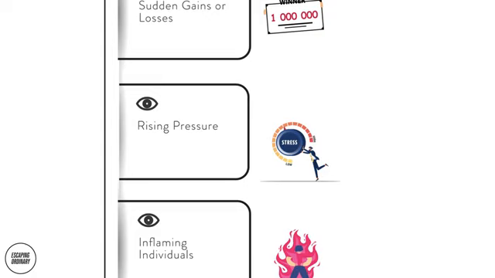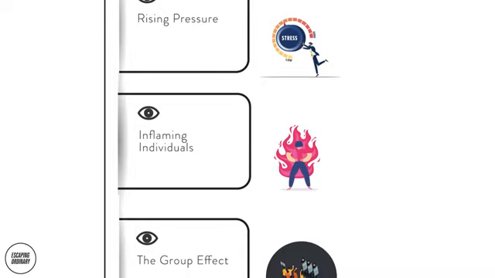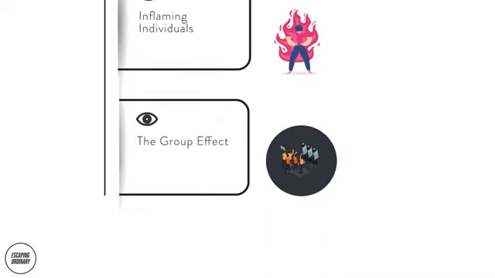Rising pressure. Under stress, the primitive parts of our brains kick into action. This is why you see soldiers and people trying to get into the special forces put under such high stress situations. This is because it brings out their true character. Inflaming individuals. Certain individuals in your life can trigger your irrational thinking in positive and negative ways. The group effect. You can get caught up in the collective emotion when surrounded by others. You can see this on display at religious and political gatherings.